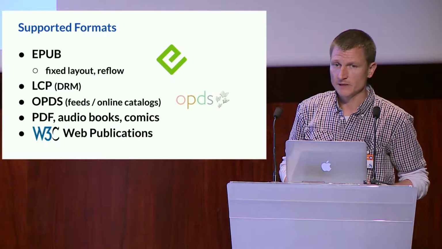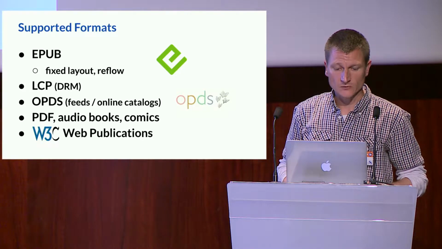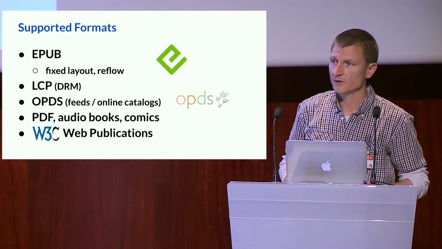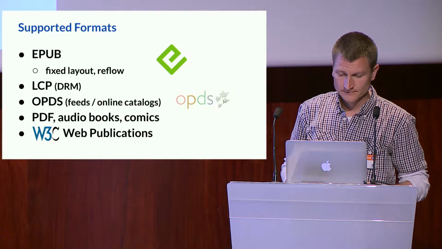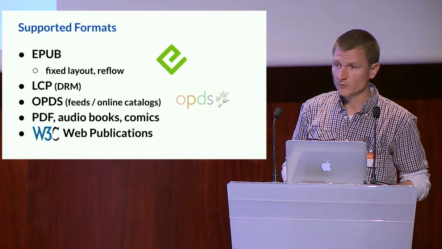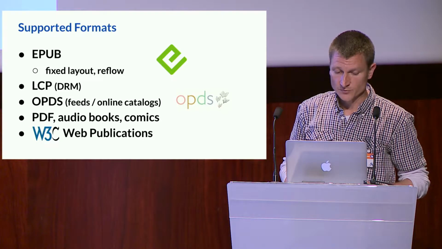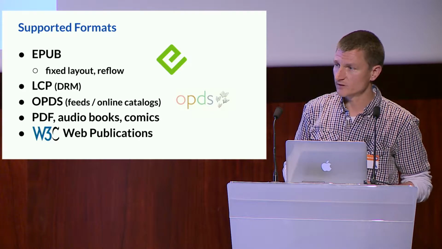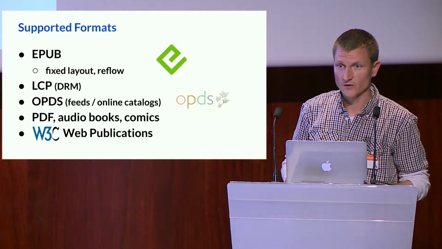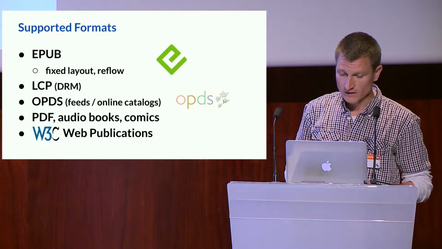EPUB is, of course, the primary standard that the application can ingest, fixed layout, and reflow. Publications can be encrypted with LCP, protected with LCP DRM for library lending, for example. We naturally support OPDS as the primary format to transport information about online publication catalogs. OPDS feeds are great, as you will have heard in these couple of days. We aim to support PDF as well.